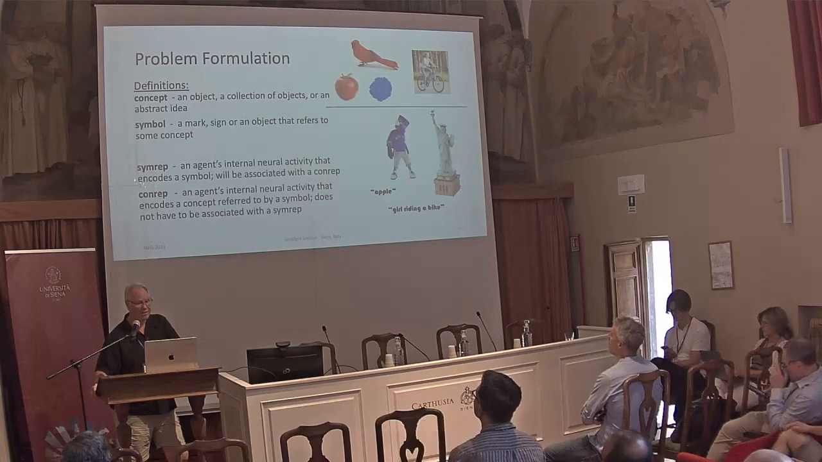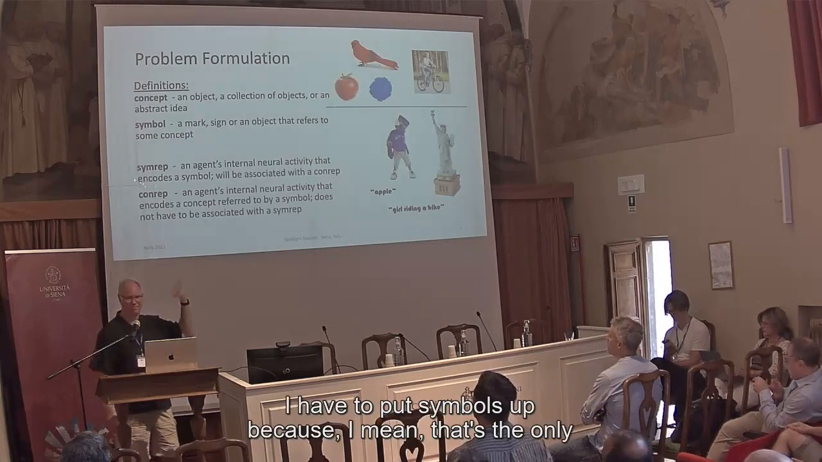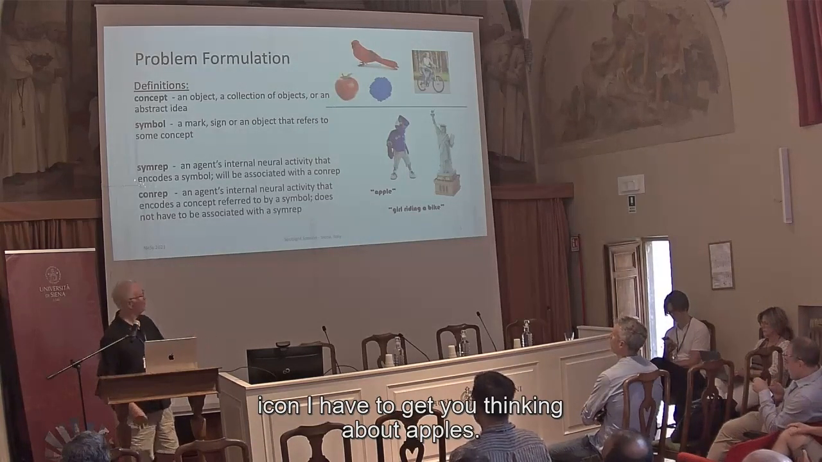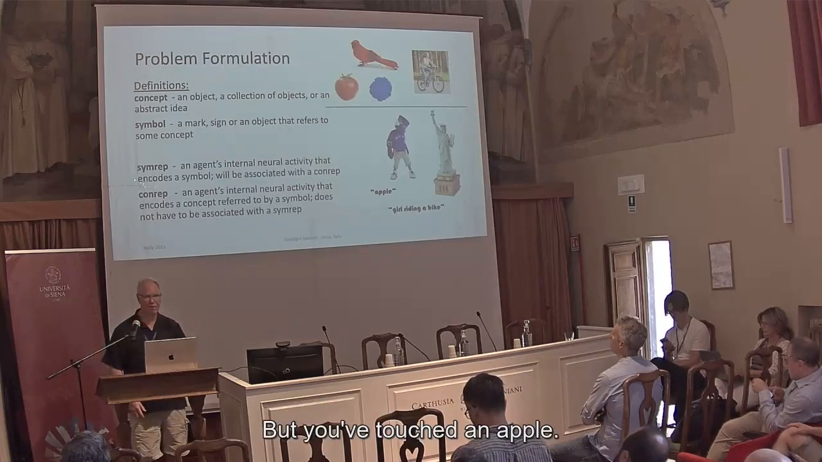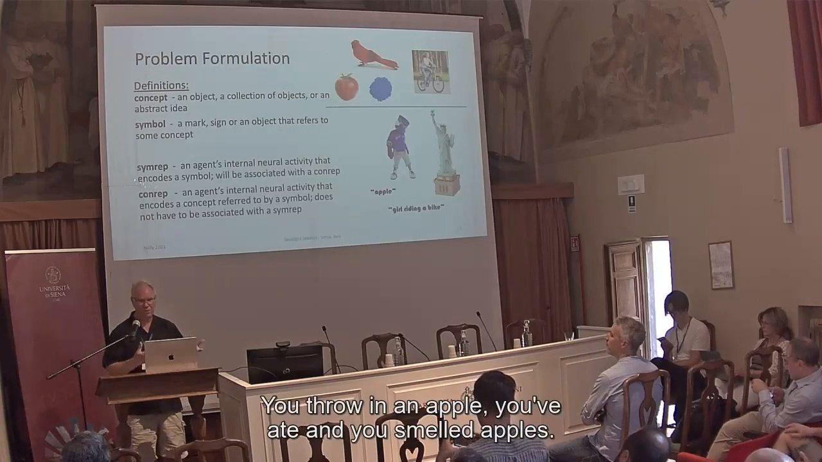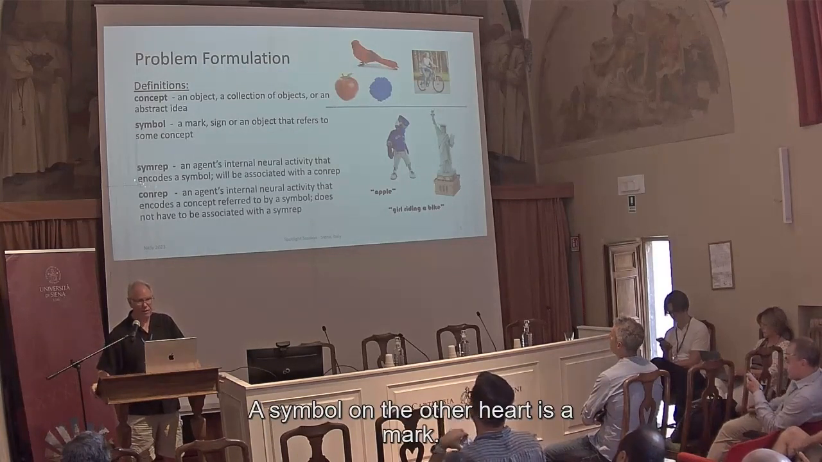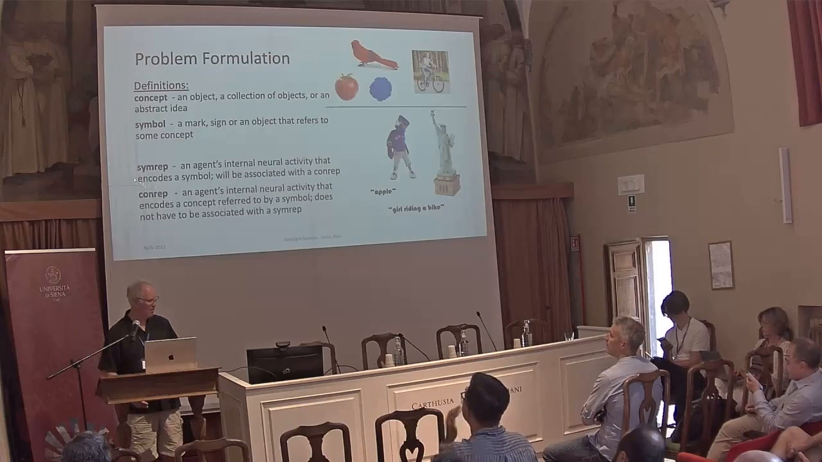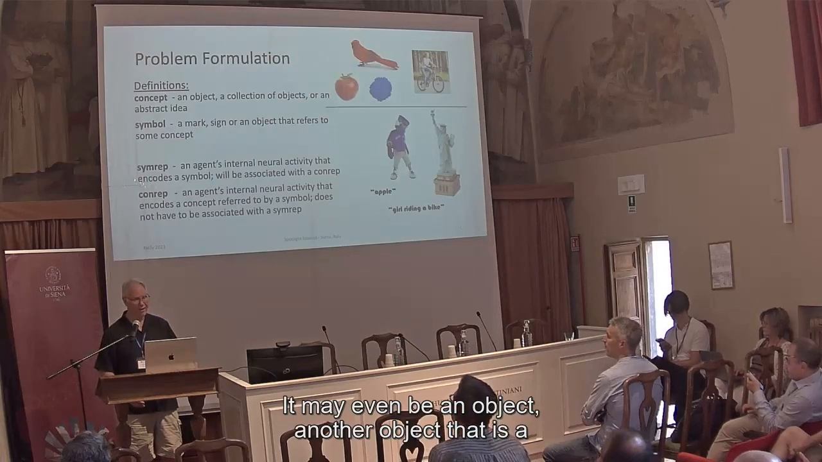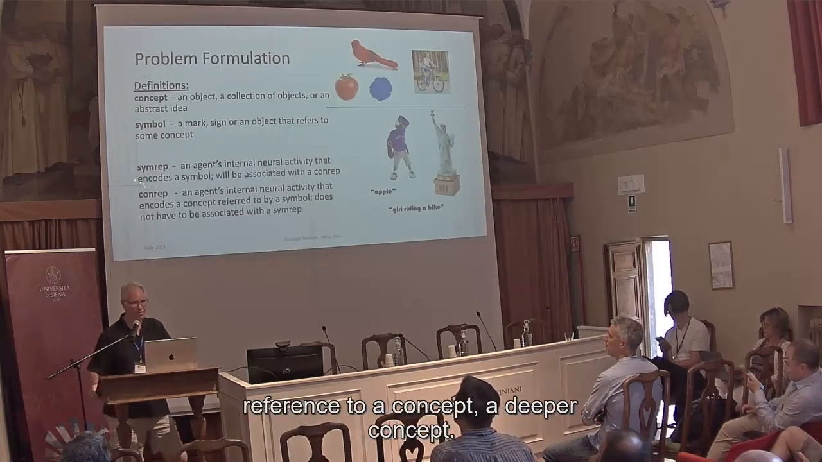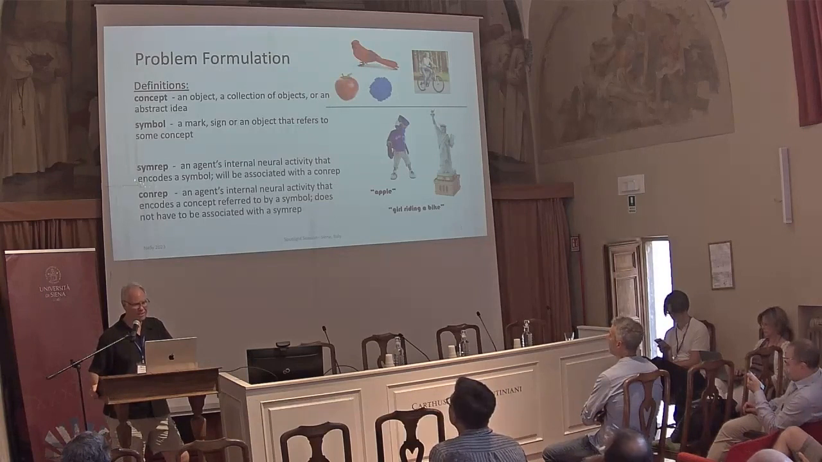Apple, as you're seeing here. I have to put symbols up because that's the only icon I can have to get you thinking about apples, but you've touched an apple, you've thrown an apple, you've eaten, you've smelled apples. You know those things as concepts. A symbol, on the other hand, is a mark, it's a sign. It may even be an object, another object that is a reference to a concept, a deeper concept.